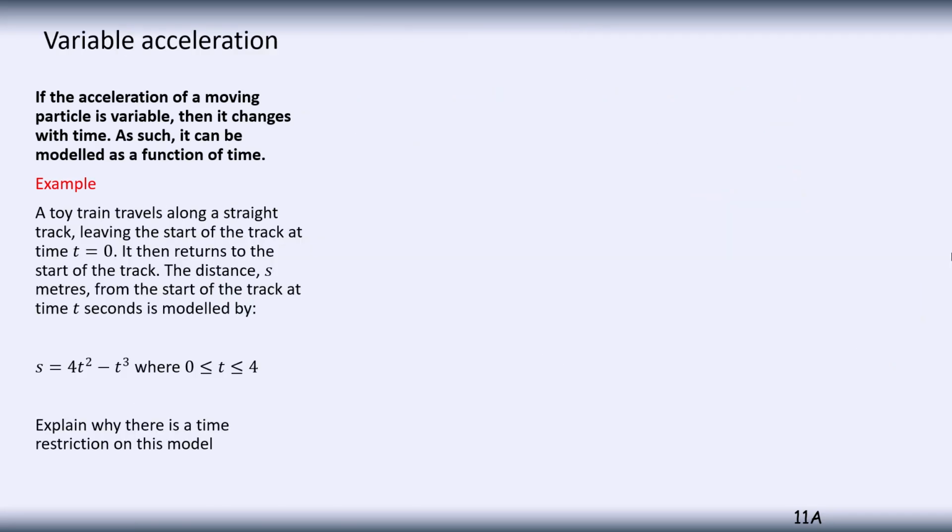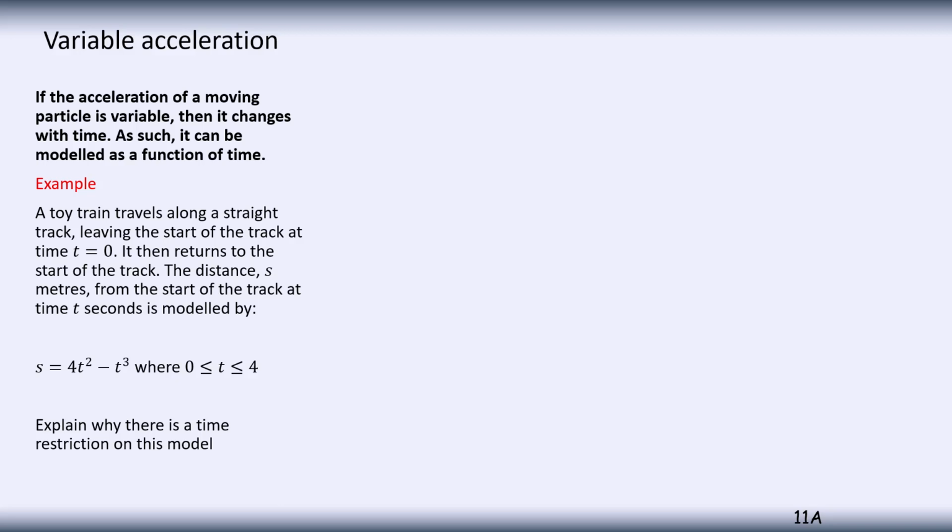Okay, so example 2. You've got a toy train traveling along a straight train track. It leaves the start of the track at time t equals 0, and then it returns back to the start of the track. The distance, s meters from the start of the track, is modeled in time by the formula s is equal to 4t squared minus t cubed, and time is restricted from 0 to 4 seconds. So our question is to explain why there's a time restriction on the model.